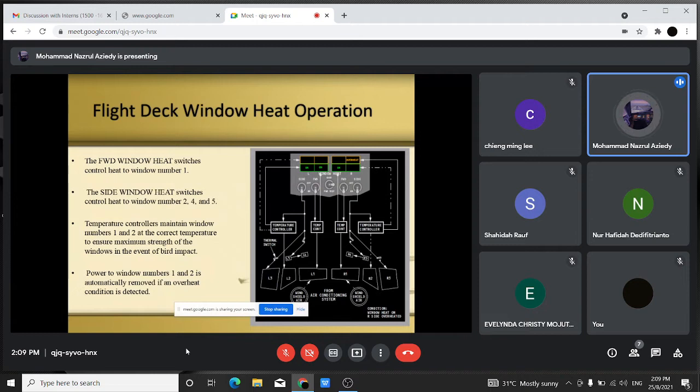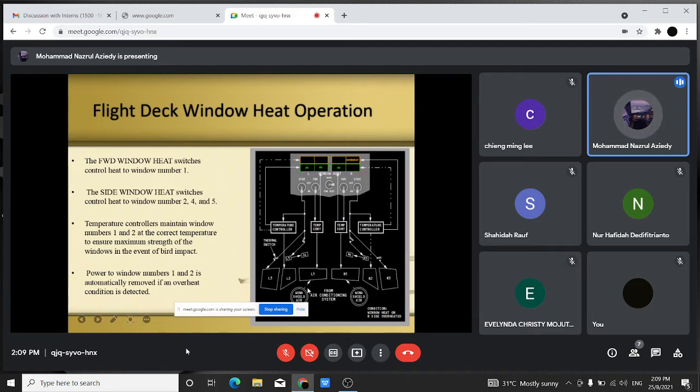Temperature controllers maintain window number 1 and 2 at the correct temperature to ensure maximum strength of the windows in the event of bird impact. What is meant by bird impact is a collision between a bird and an aircraft which is in flight or on a takeoff or landing roll. So power to the window is detected. A thermal switch located on window 5 opens and closes to maintain the correct temperature.